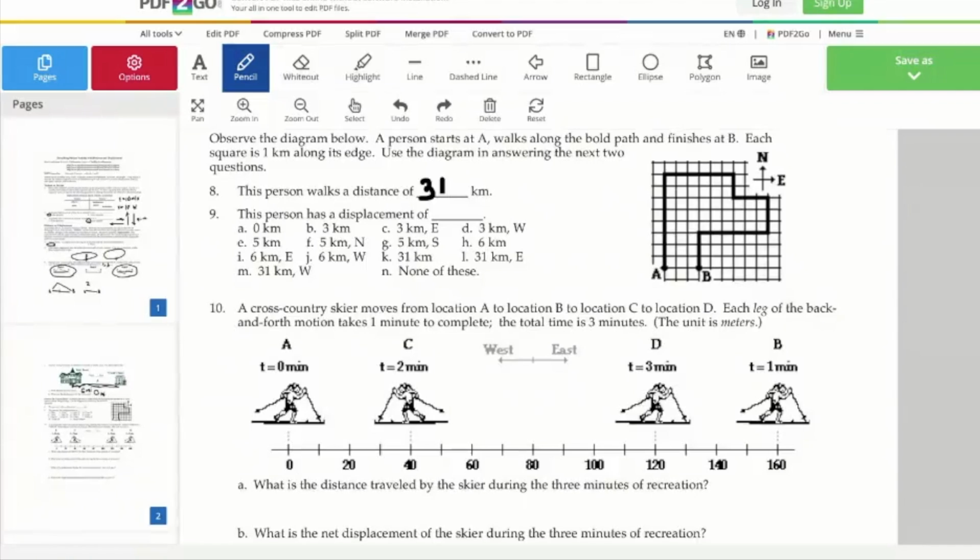And then for the displacement question, we're counting the straight line distance from A to B, and really the shortest path is three little lines, so that's 3 kilometers. But since it's displacement, you also need a direction. And since you're traveling eastwards, it's going to be 3 kilometers east.